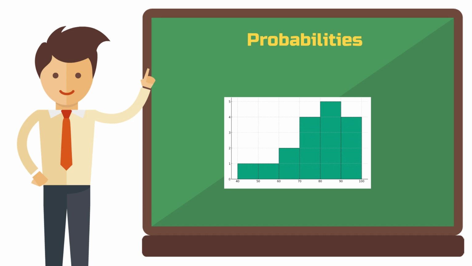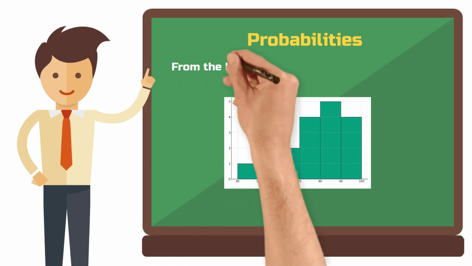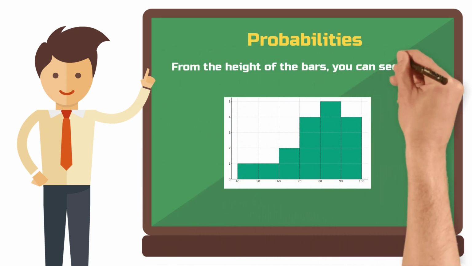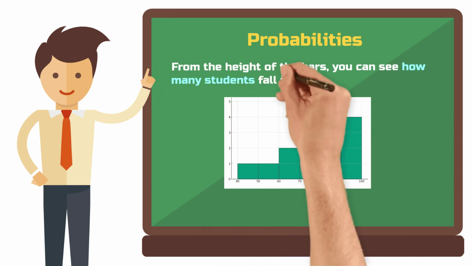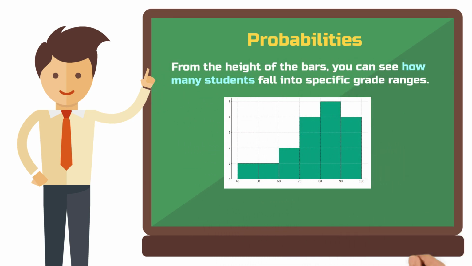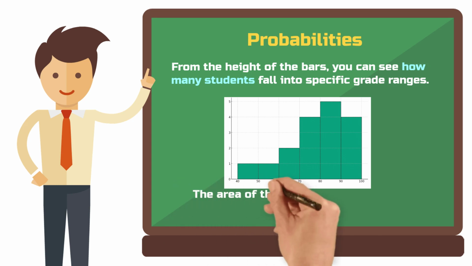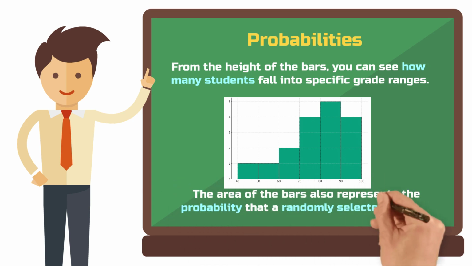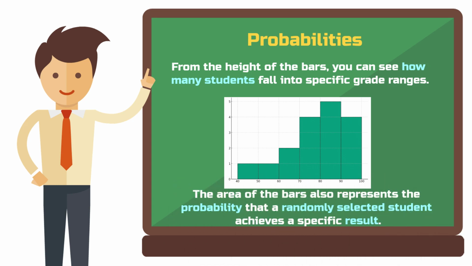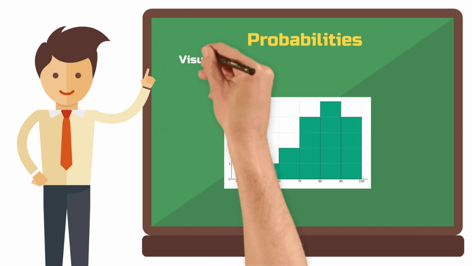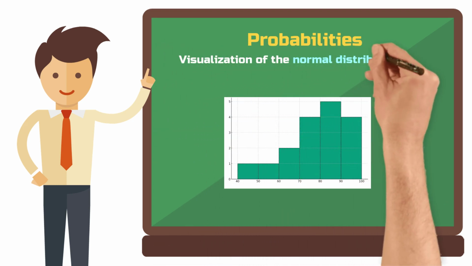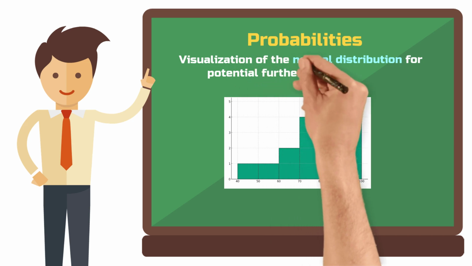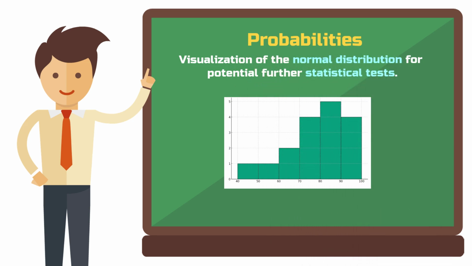Histograms and probabilities. Returning to our exam example, the bar heights indicate how many students fall within specific score ranges, but they also reflect the probability of a randomly selected student achieving a particular result. A clustering of values around a central score suggests a normal distribution, which many statistical tests assume. The histogram helps determine whether this assumption holds or if another testing approach is needed.